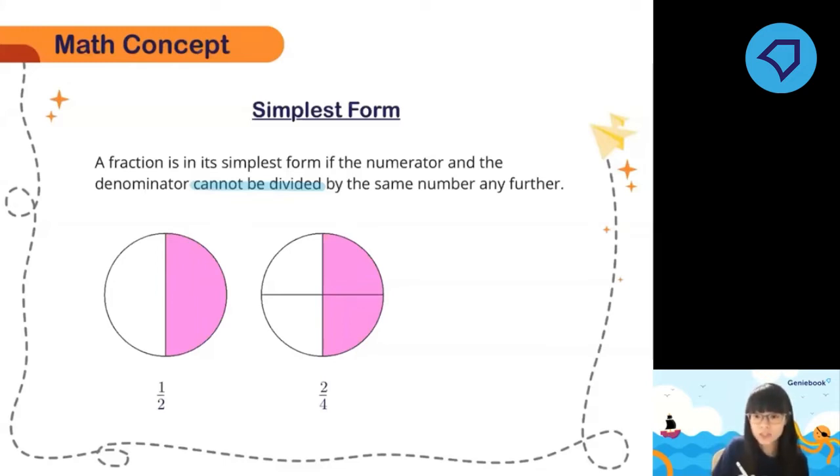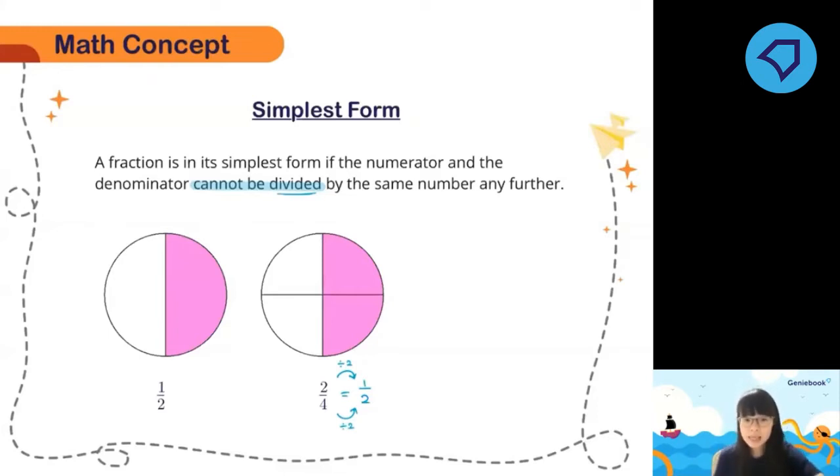I need to divide by 2. Excellent job. As the definition suggests, you have to divide the numerator and the denominator by the same number such that they can no longer be divided, okay? So if I want to change this to half, I need to divide the numerator by 2. I need to divide the denominator by 2. They have to be divided by the same number.